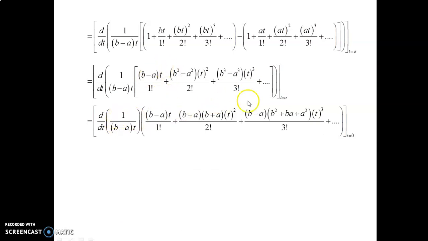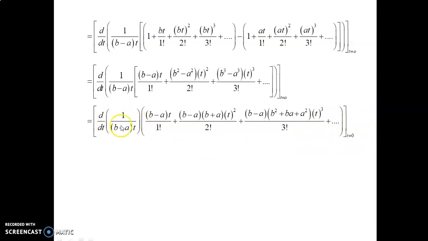Now this can be written as d/dt of 1/((b−a)t) times [(b−a)t/1! + (b−a)(b+a)t²/2! + (b−a)(b²+ba+a²)t³/3! + etc.] at t = 0. Here b² − a² can be written as (b−a)(b+a), and b³ − a³ can be written as (b−a)(b²+ba+a²).